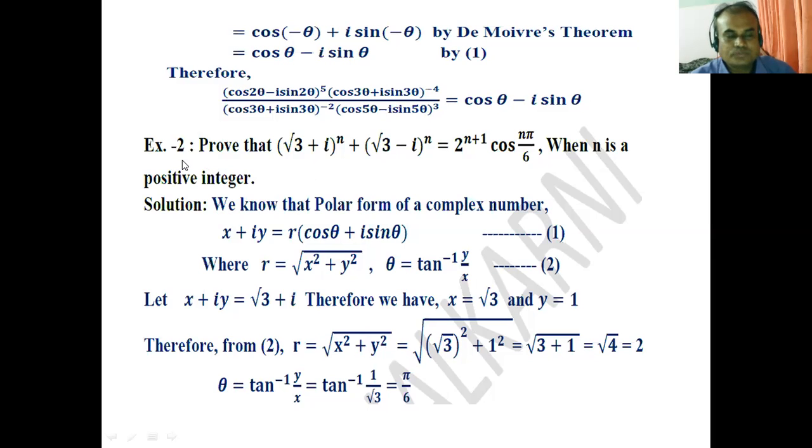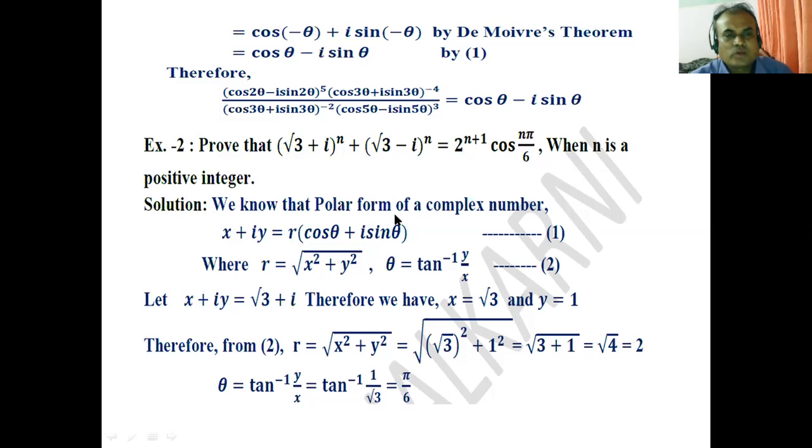Now, example 2. Prove that (root 3 plus i) raised to n plus (root 3 minus i) raised to n is equal to 2 raised to n plus 1 into cos of n pi by 6, where n is a positive integer. Here we start from the LHS. Now solution. Here we know this is a complex number, so we simplify first by using the polar form of a complex number we have seen in the first lecture.